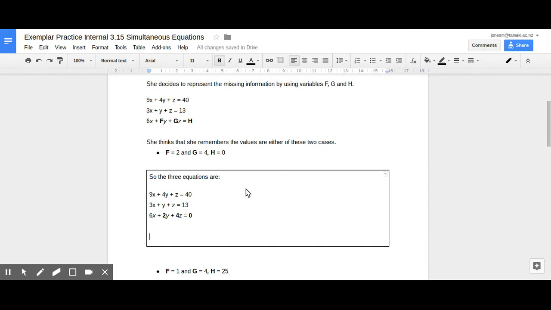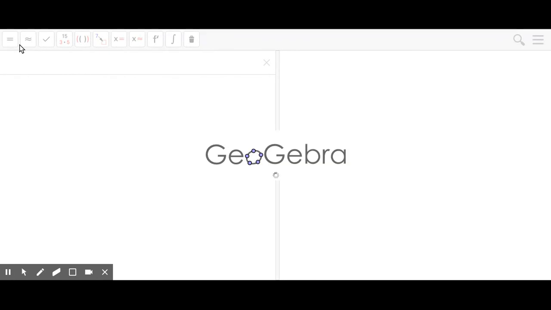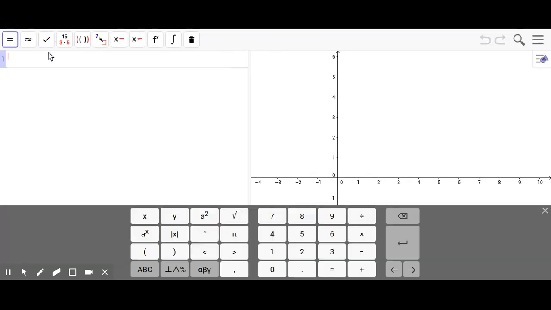Okay, so we could solve this by hand, or we could also solve it using GeoGebra. So if I open up a tab, geogebra.org/CAS, what that's going to do is open up the equation solver. Right, now what we can do is we can copy each of these three equations in.